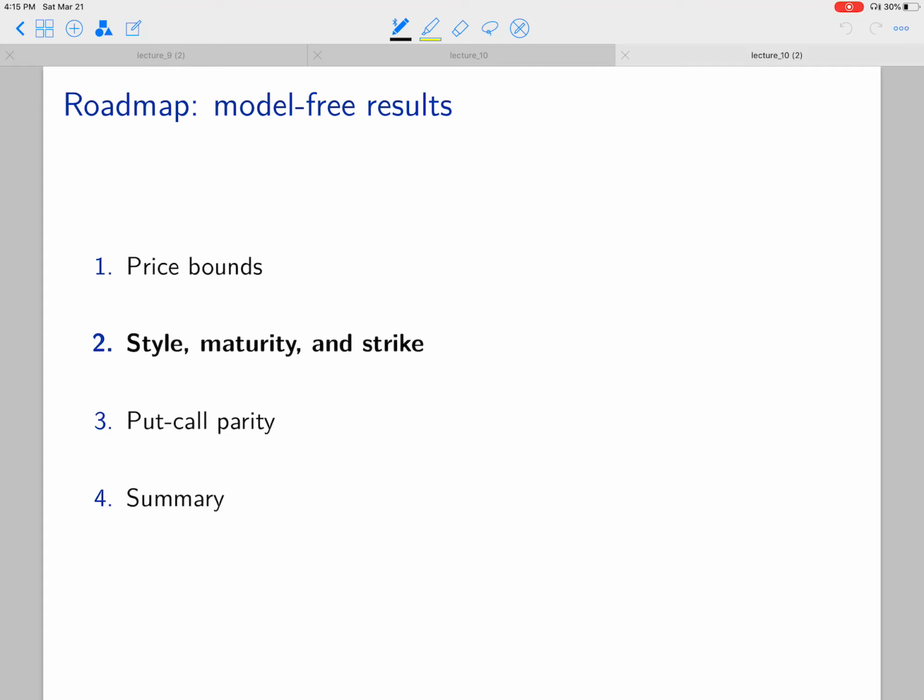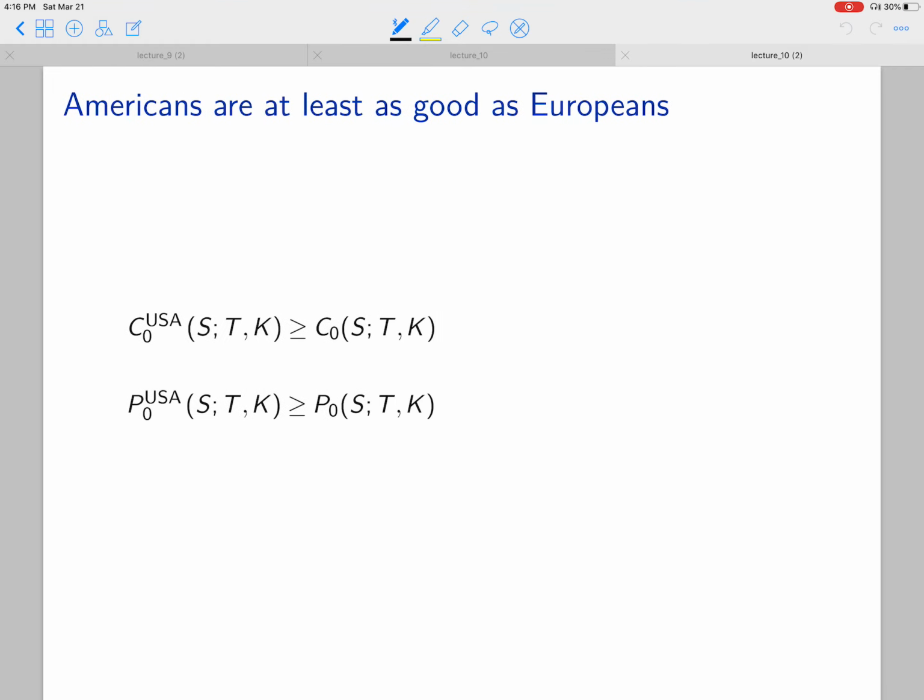What we will do here is start looking at something called comparative statics. Comparative statics describe how option prices change as we change their input parameters, especially with respect to style, maturity, and strike. Okay, and we're going to establish 3 facts using these comparative statics.